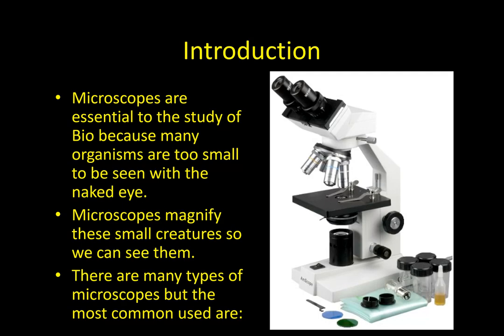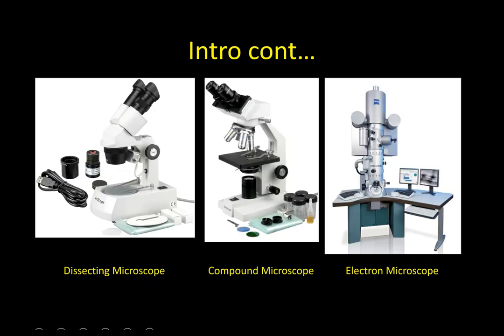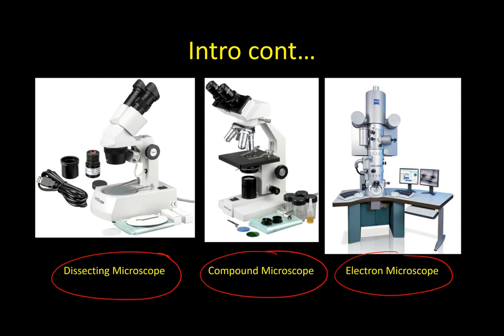Microscopes are essential to the study of biology because a lot of organisms and a lot of parts of organisms are actually not visible to the naked eye. You have to use something to magnify it. They magnify things so that you can see them. And there are many types of microscopes. There really are. But the most commonly used ones are going to be the dissecting scope, the compound scope, and the electron microscope. You can call this the compound light microscope because it uses light.